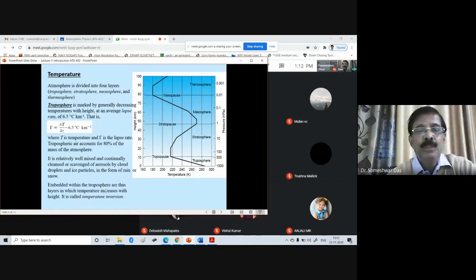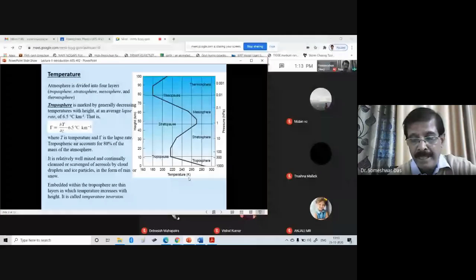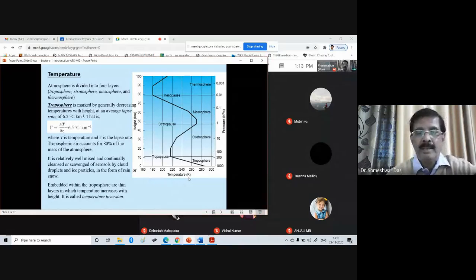Embedded within the troposphere are thin layers in which temperature increases with height. It is called the temperature inversion. We just talked about that earlier. Sometimes there can be a temperature inversion if you plot the temperature profile observed by radiosonde. Have you heard of the radiosonde?